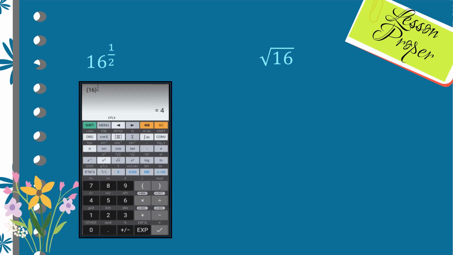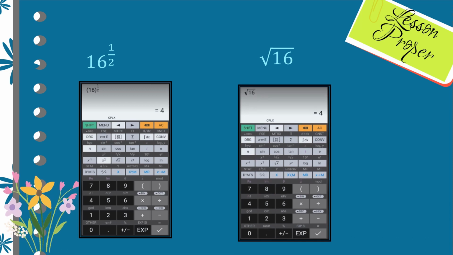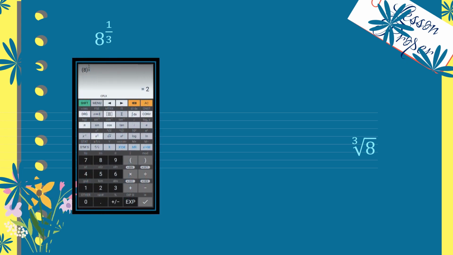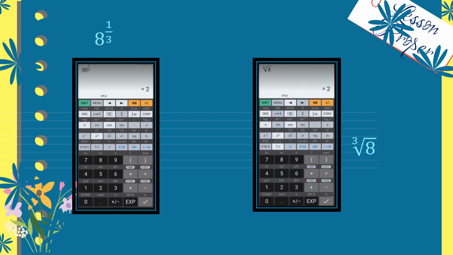Alright, based on the calculators, 16 raised to 1/2 is equal to 4 and square root of 16 is also equal to 4. Did you get the same answer? Again, using your calculator, what is the value of 8 raised to 1/3 and cube root of 8? Alright, 8 raised to 1/3 is equal to 2 and cube root of 8 is also equal to 2.